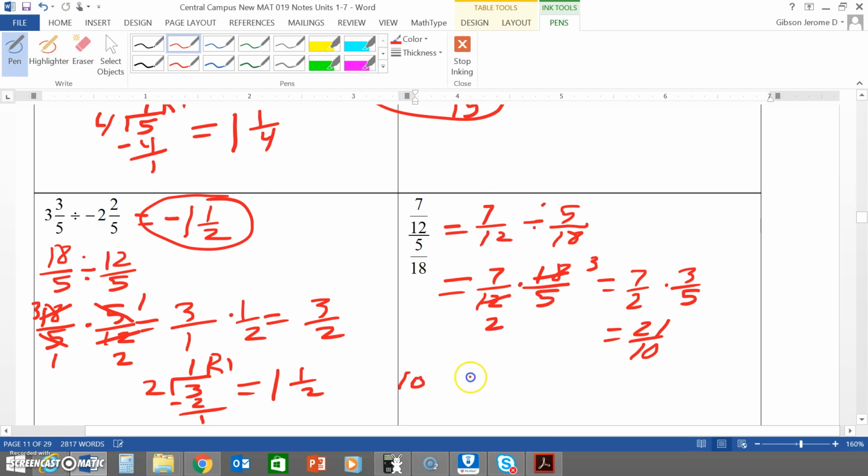So we could take 10 into 21. 10 goes into 21 twice, and we will have a remainder of 1. So now our whole number would be 2, and our fraction would be 1/10. So it could be this here, or it could be this here as your final answer.